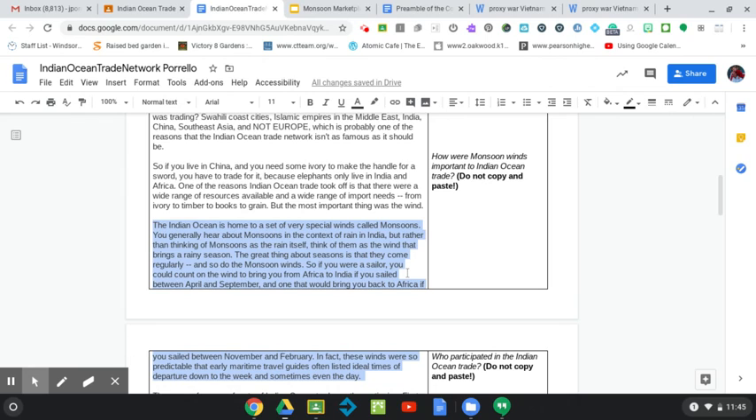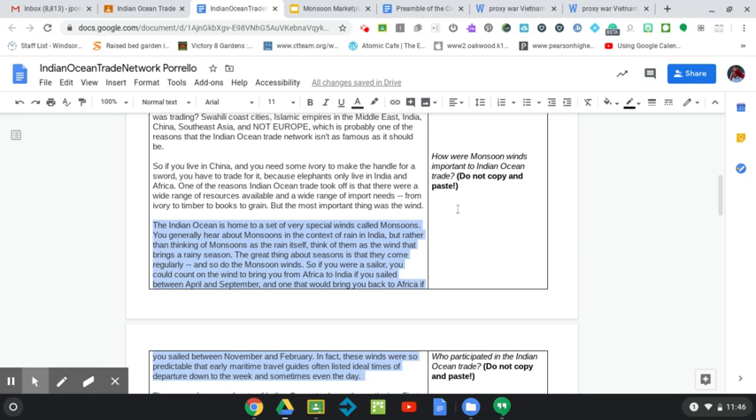So if you were a sailor, you could count on the wind to bring you from Africa to India if you sailed between April and September. Remember those summer monsoon winds. And one that would bring you back to Africa if you sailed between November and February. Remember, those winter monsoon winds would blow from the direction of Asia and India back to Africa. In fact, these winds were so predictable that early maritime travel guides often listed ideal times of departure down to the week and sometimes even the day.